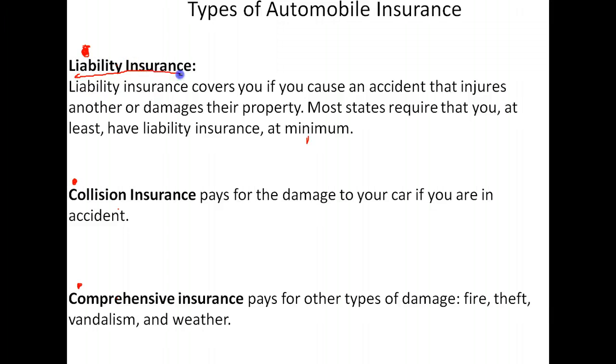Liability is the minimum that you're required to have in the state of Idaho. Collision is one step above that. You might like to have it so that if you're in an accident, it fixes your car as well as the other person's. And comprehensive, if you have a nicer car and you want to protect against absolutely everything, that would be comprehensive insurance.